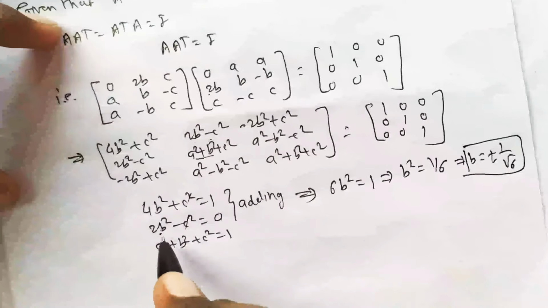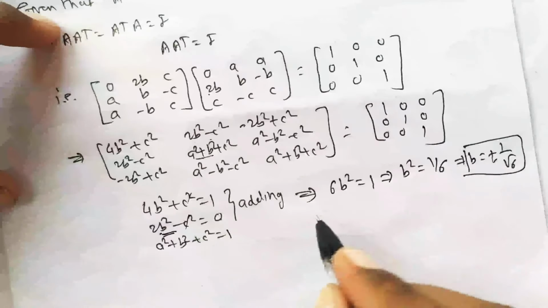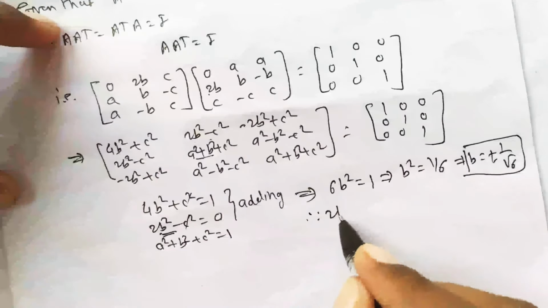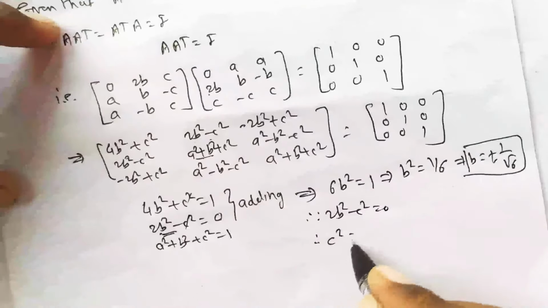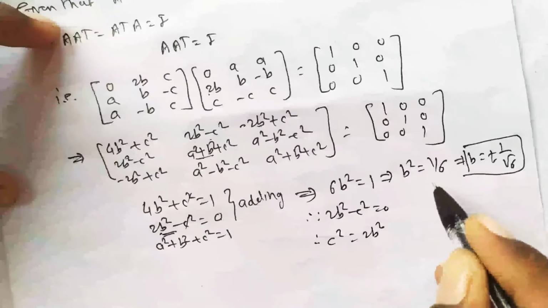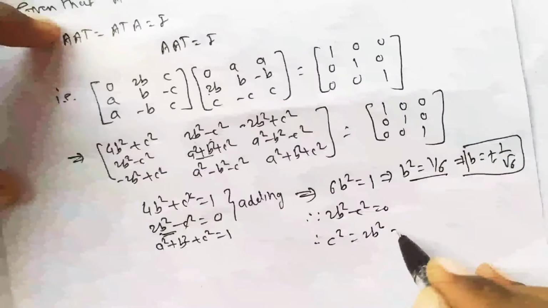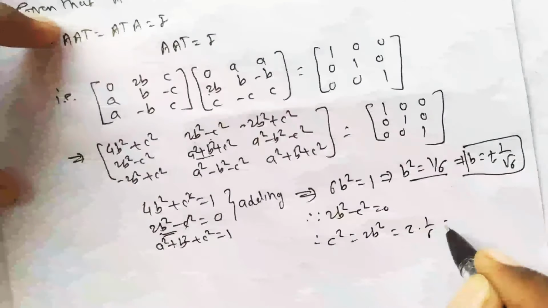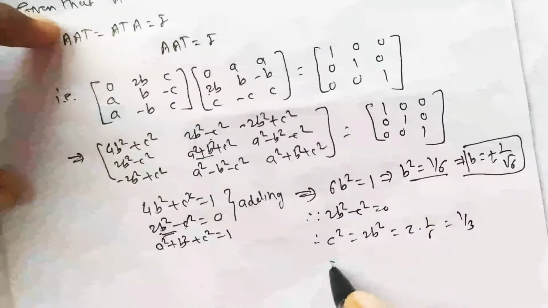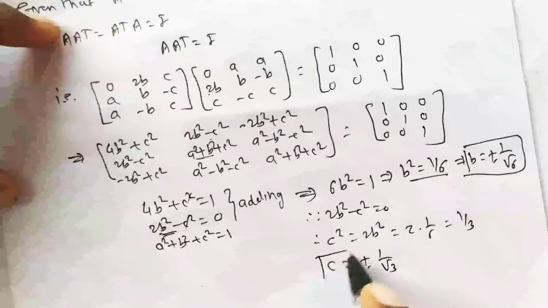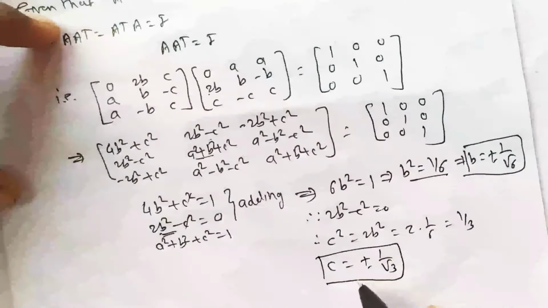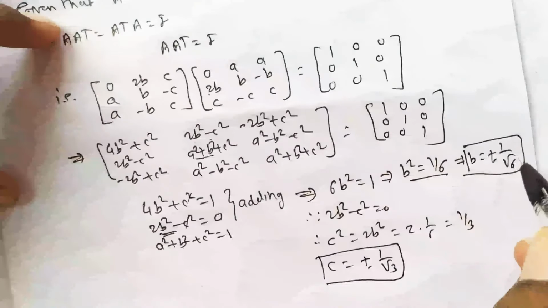Okay, now use this equation to find c. Since 2b square minus c square equal to 0, therefore c square is equal to 2b square. Now what is the value of b square? b square is 1 by 6, so 2 into 1 by 6 is equal to 1 by 3. So c is equal to plus or minus 1 by root 3.